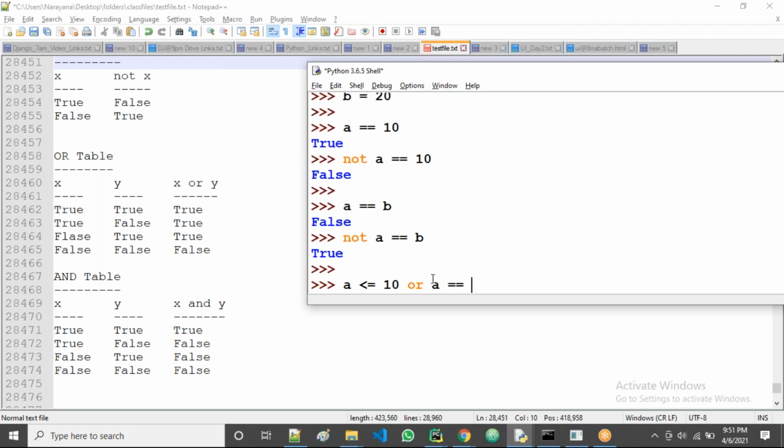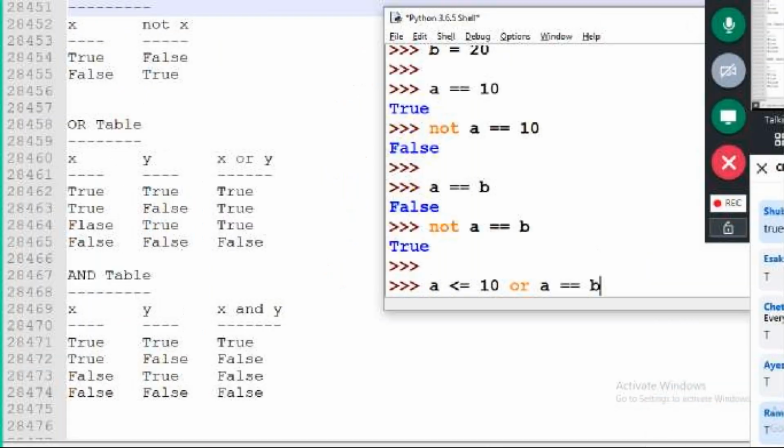I'm taking now A less than or equal to 10 OR A double equal to B, guys. Now all of you observe, so I'm using which one, guys? OR, right? OR table. See, X or Y. It also looks the same, right? Check it now. First one, A less than or equal to 10: is this one true or false? This is true, guys. And this one, A equal to B, true or false? This is false.